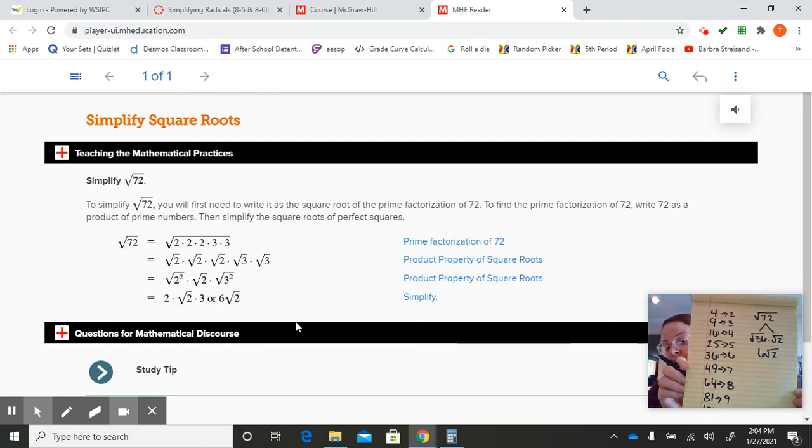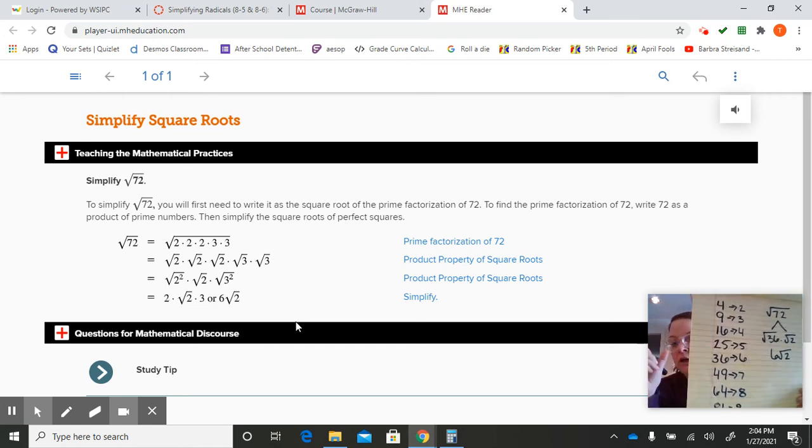That's the way I prefer to do it. I find it to be a little faster and easier for me than going all the way to the prime factorization. But it's ultimately up to you, whatever you feel most comfortable with, how you would like to do it.